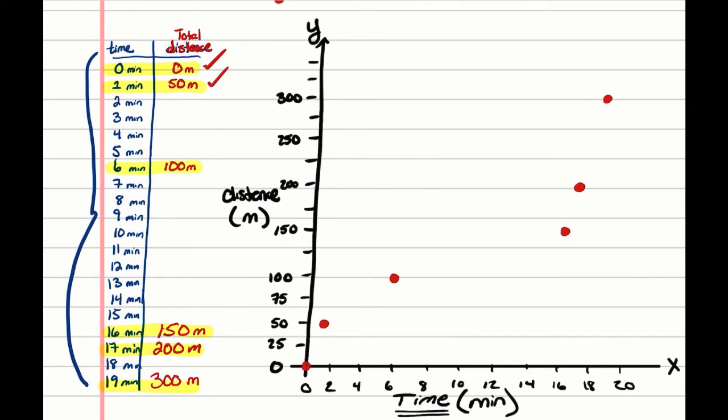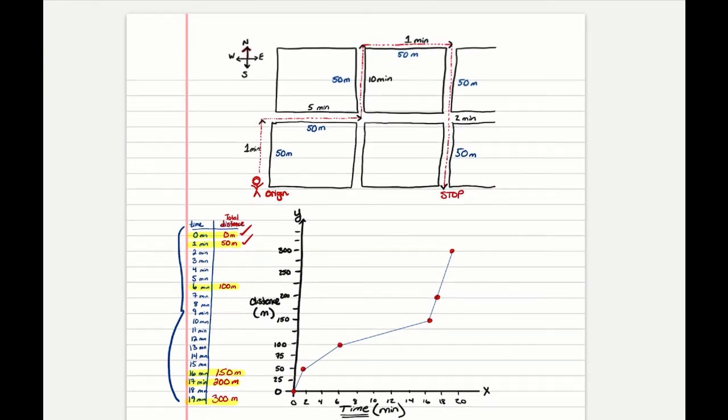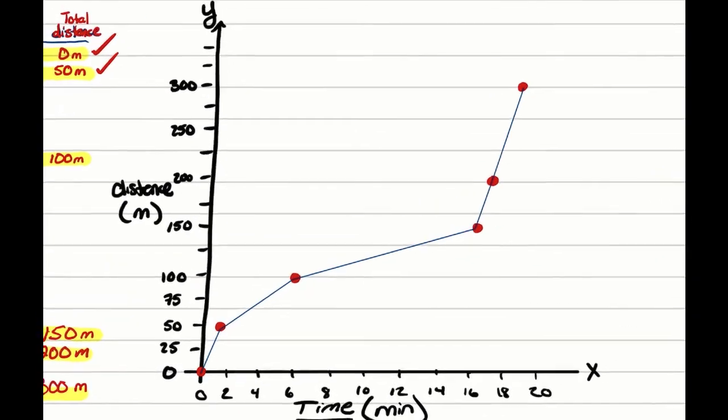Now I am going to connect my dots. I'm going to try to connect my dots here. Okay, and that is the graph of the motion of the person moving through the town.